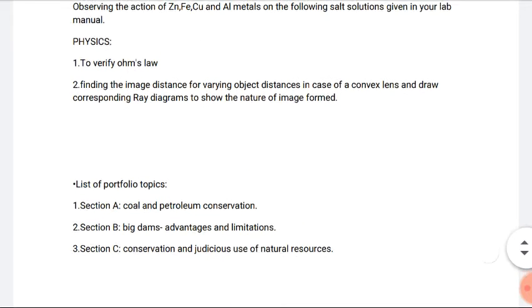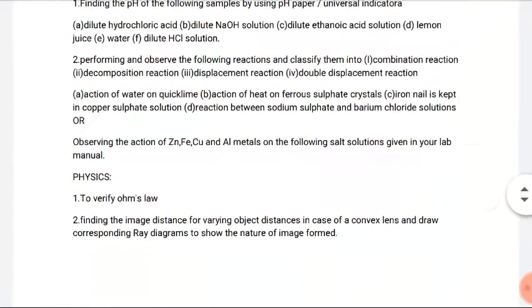And in physics practicals, you will need some readings, and those readings we will also share. First you complete your writing work, and in January I will share the readings, or I can give them in between the winter vacation also. Wherever possible the readings will be provided to you, but complete your writing work as soon as possible.